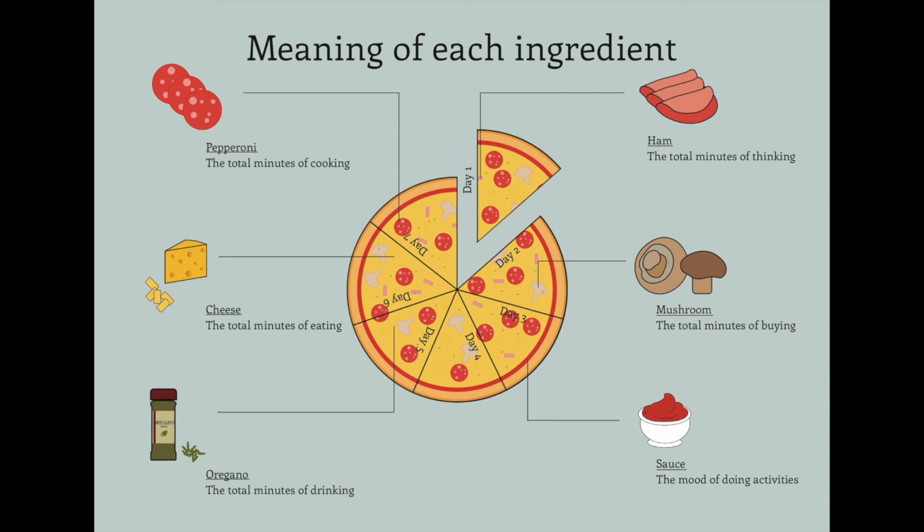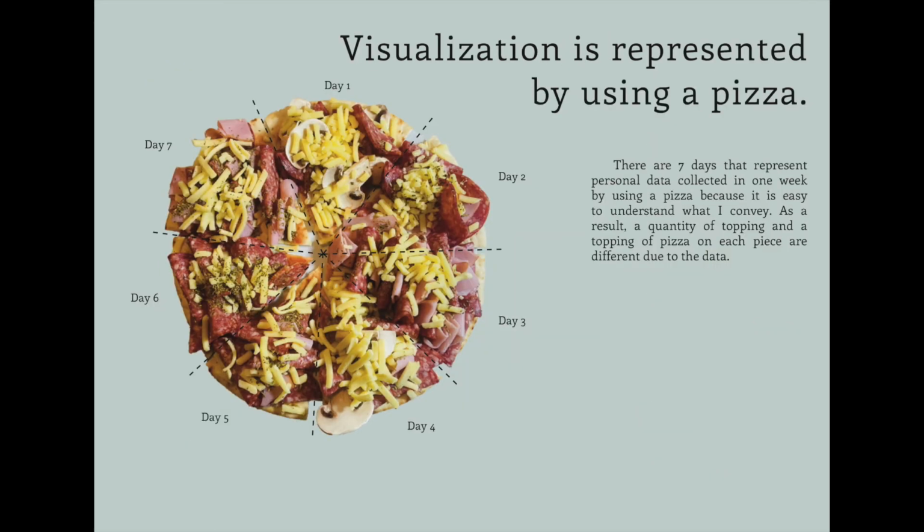Then the total minutes that I spend on food I represented by using the baking time of the pizza per day. So the baking time of each piece is not the same, and the type of sauce represents my mood between enjoyment and so-so each day. There are 7 days that represent personal data collected in 1 week using a pizza because it is easy to understand what I convey.